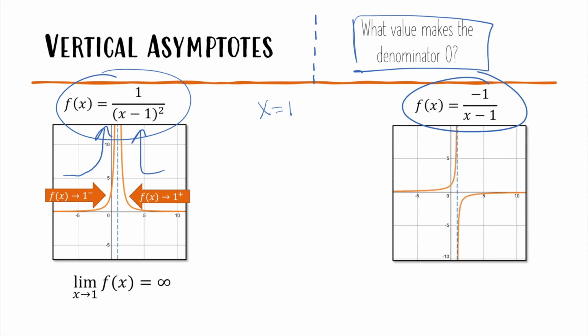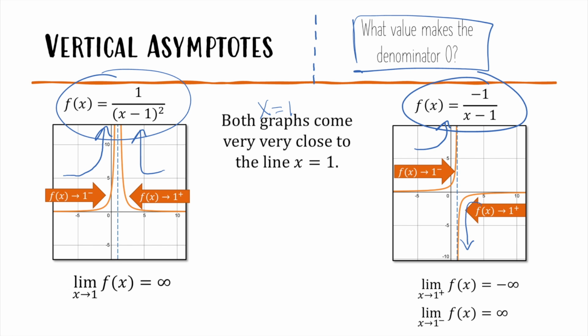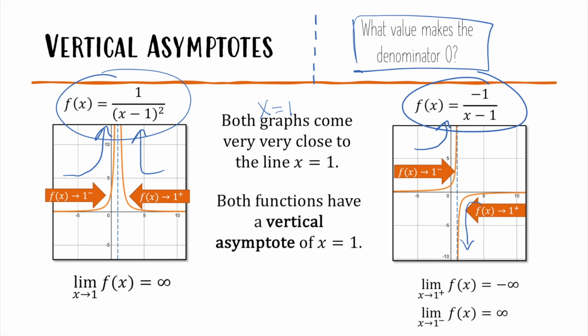So the limit, as x approaches 1, of the function is infinity. This one's a little bit different, isn't it? If you approach from the left, well, the graph's going up to infinity. But as you approach from the right, well, it's going to negative infinity. So those are going to different places. Both graphs come very, very close to the line x equals 1. Both functions have a vertical asymptote of x equals 1. But in calculus, we don't care only about the vertical asymptote. We actually are concerned about the behavior of the graph itself.